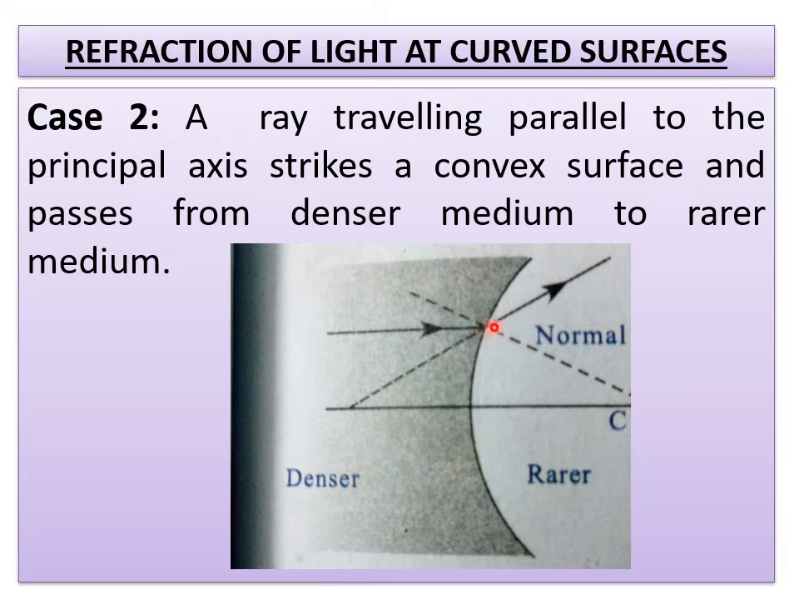If you extend the refracted ray, as I told you in ninth class also, if any extended ray is there, you have to use a broken line. So the extended refracted ray is drawn here, and it meets at one point on the principal axis. That point also you have to remember. So a ray traveling parallel to the principal axis strikes a convex surface and passes from denser medium to rarer medium.